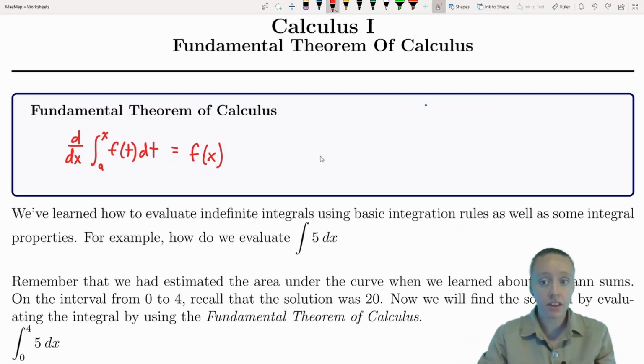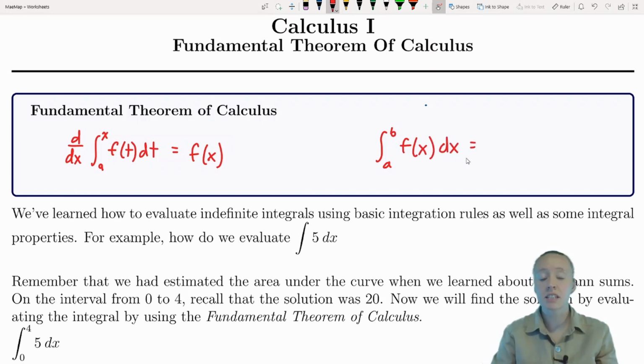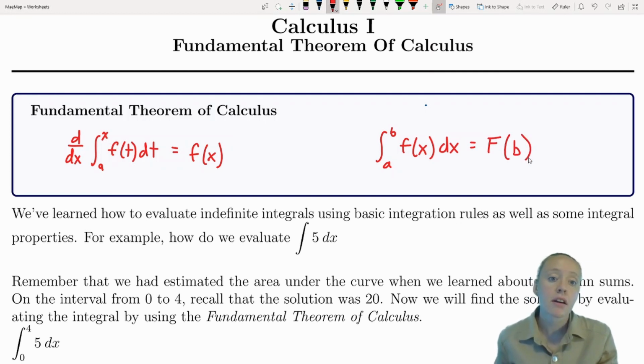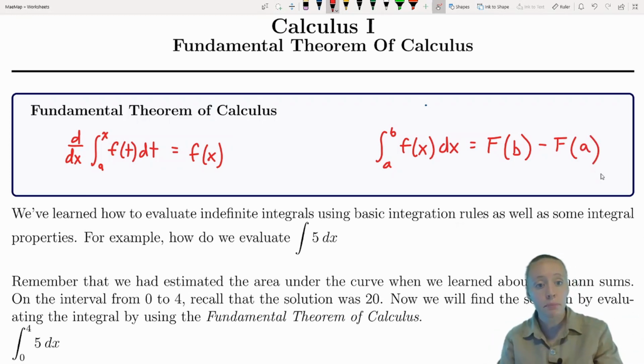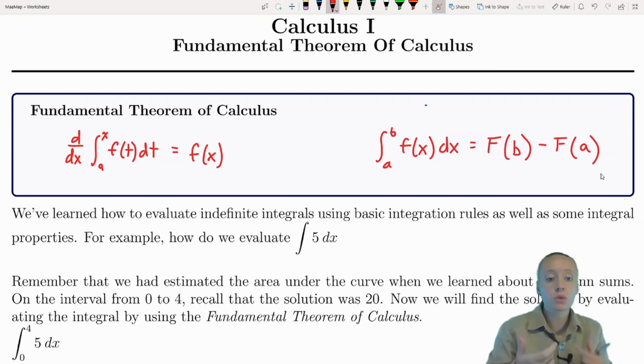The second part of the fundamental theorem of calculus says that if we're integrating from a to b our f of x with respect to x, so we're integrating some function from a to b, well, we're going to apply those bounds. So that's going to be equal to the antiderivative at b minus the antiderivative at a. So once we actually evaluate that function, we'll plug in b, and then we'll subtract plugging in a. So those are the two different parts of our fundamental theorem of calculus.